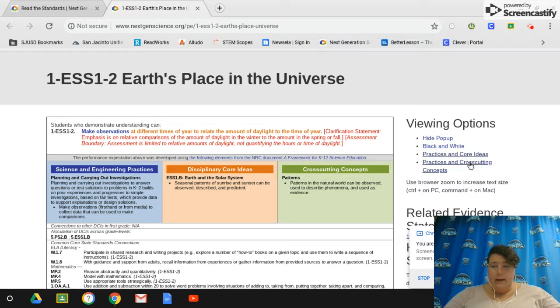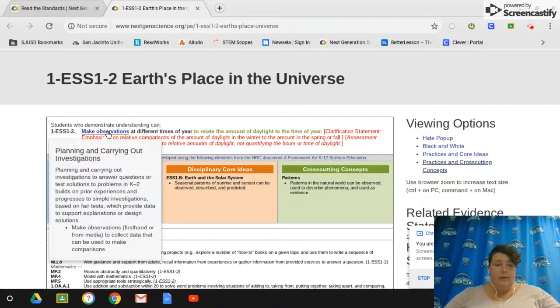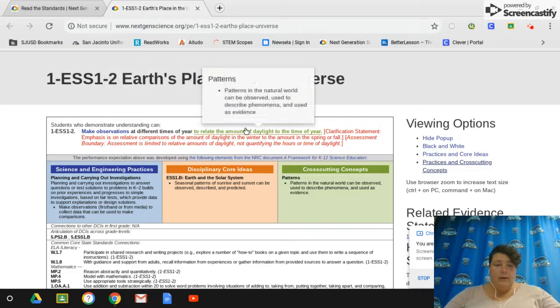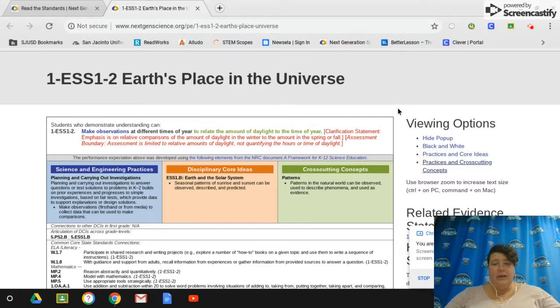I'm going to go ahead and click on practices and cross-cutting concepts. Now we look at it and the colors change. So again, we still have our practice here. The students will be making observations about the amount of daylight throughout the year. They're looking for that pattern. What is the daylight in fall? What is the daylight in summer? They change. We just had our fall equinox. We can already see that the days appear to be much shorter than they were over the summer when we were playing in our backyards.